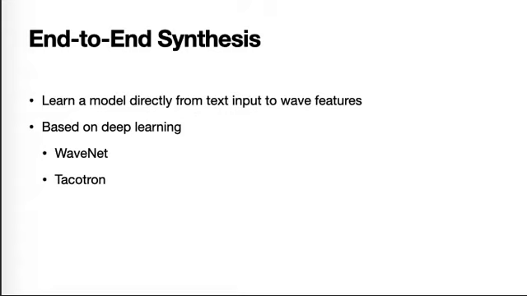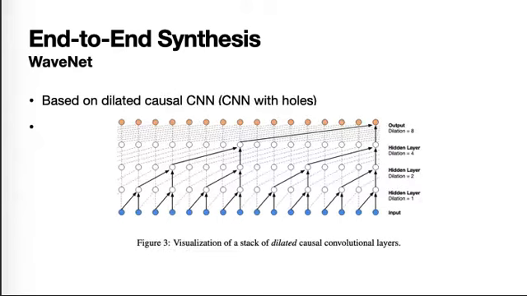Finally, let's look at a different approach, end-to-end synthesis. The idea is to learn a model directly from text input to wave features without going through the intermediate representations. Recent research explored the possibility of using deep learning. This includes Google's WaveNet and Tacotron. WaveNet uses deep convolutional neural networks, the deep CNNs. It combines the acoustic model and vocoder and produces raw waveform directly. So it can be thought of as a neural vocoder.